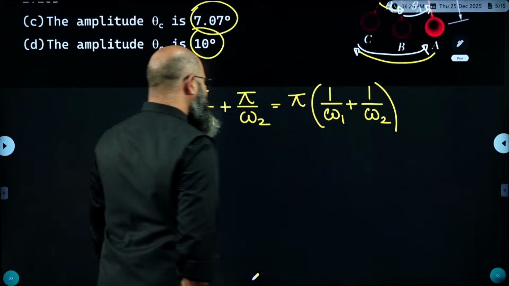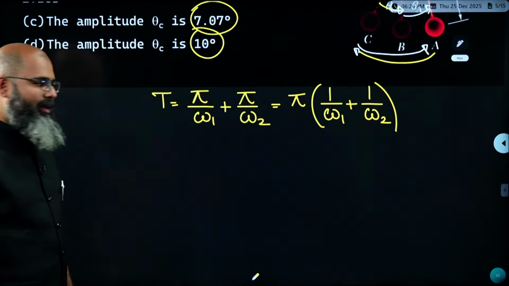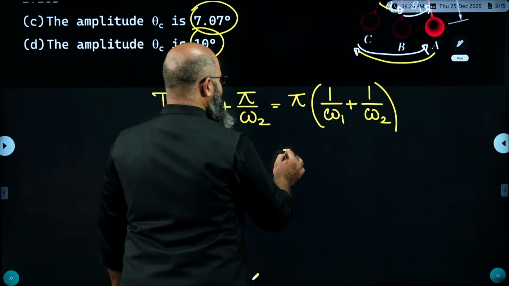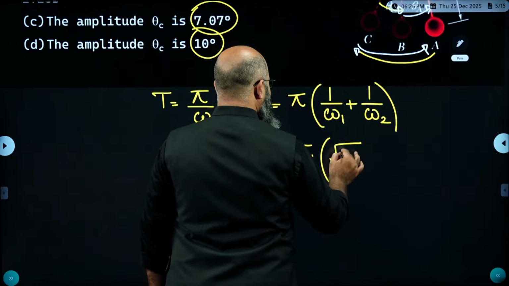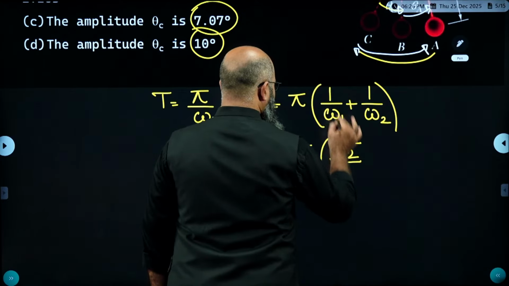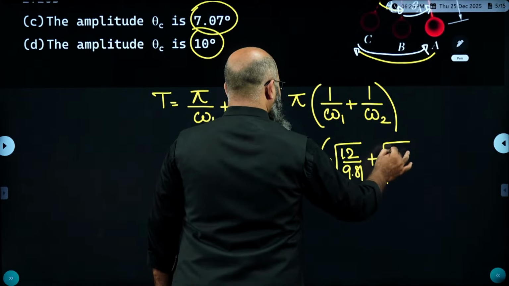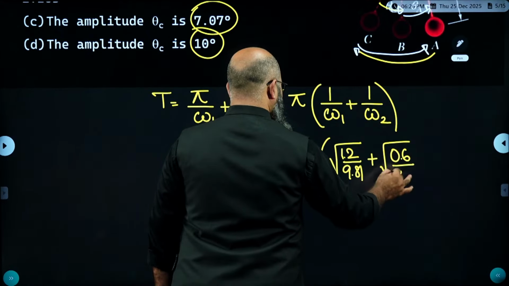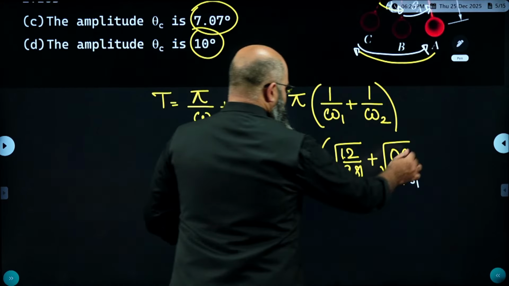Now recall, what is the value of omega? Omega is equal to root over of g by L. So therefore 1 by omega is equal to root over of L by g. So this is pi root over of, in first case, the value of length is equal to 1.2 meter, g is, let us say, 9.81, plus root over of 0.6 upon 9.81. Let us calculate this thing.